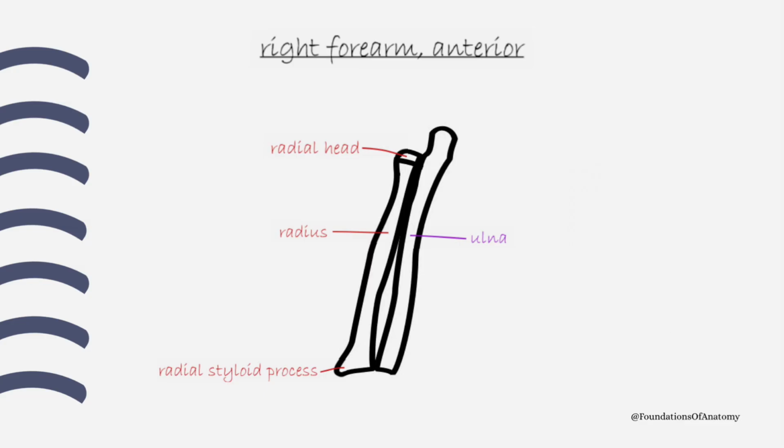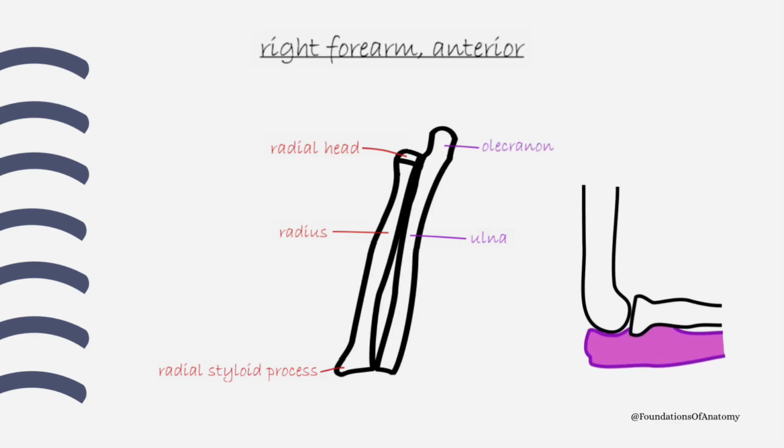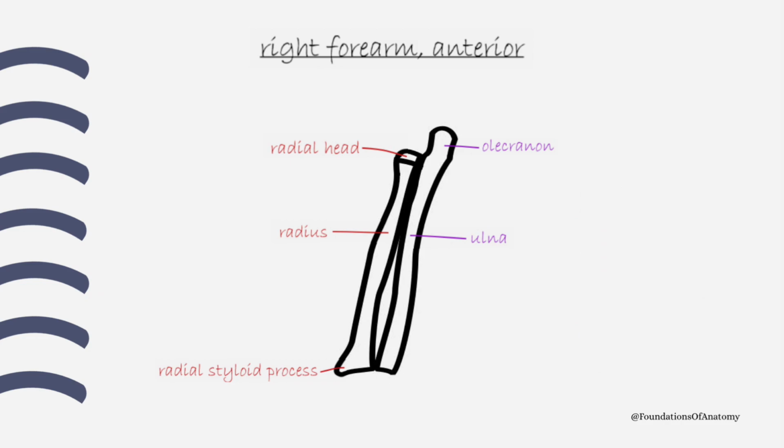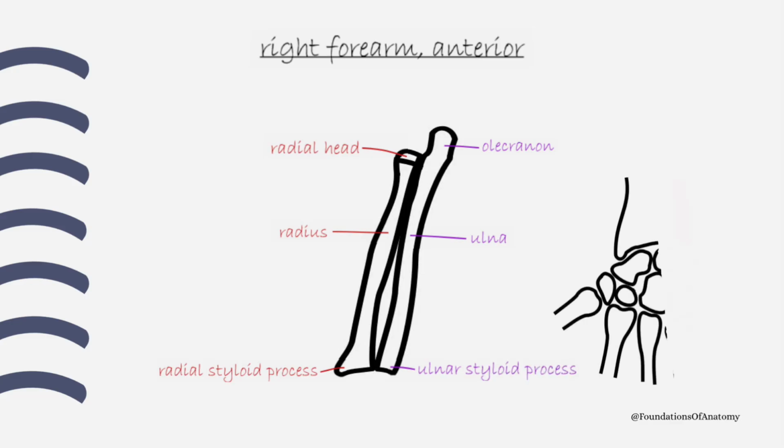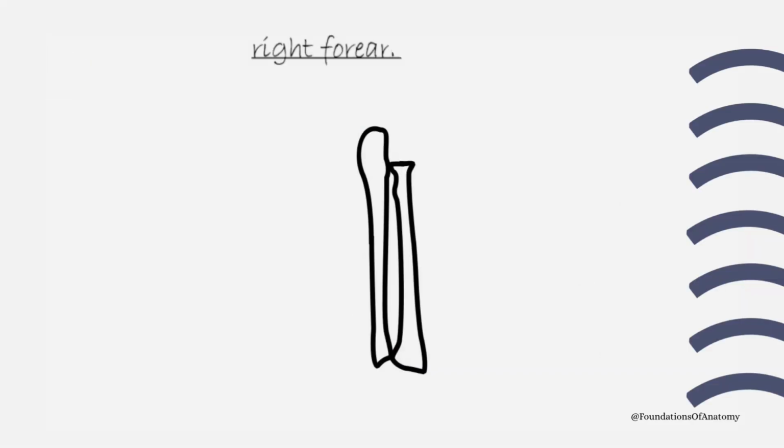The ulna is shaped the opposite way, with the proximal end bigger and the distal end smaller. The proximal end is called the olecranon, which fits nicely around the end of the humerus, most evident in this lateral view. Distally, while the small ulnar styloid process does not actually form part of the wrist joint, it still assists with its stability. Flipping to the posterior aspect of the forearm, we first need to identify which is which.